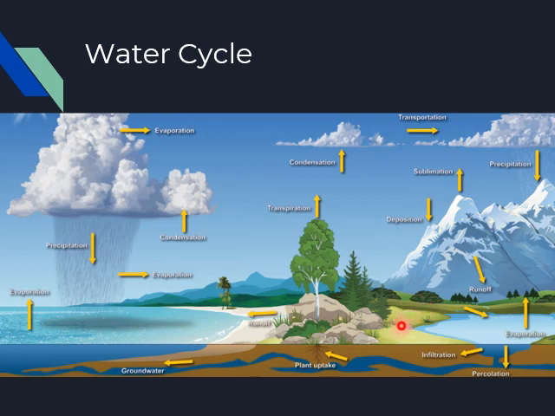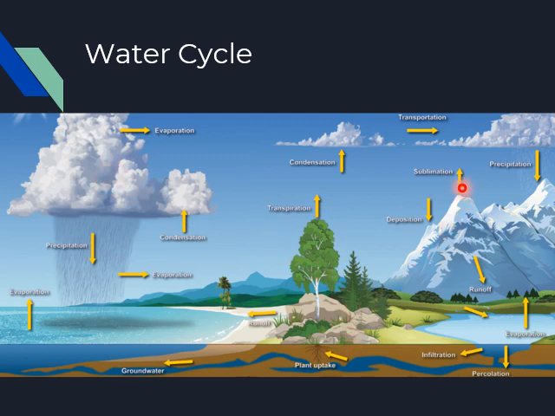Some other things that happen in the water cycle is transpiration from plants that we talked about, that plants give off water vapor. So when you have things like a tropical rainforest, you're actually getting a lot of water given off as water vapor from those plants in the tropical rainforest to help form clouds.